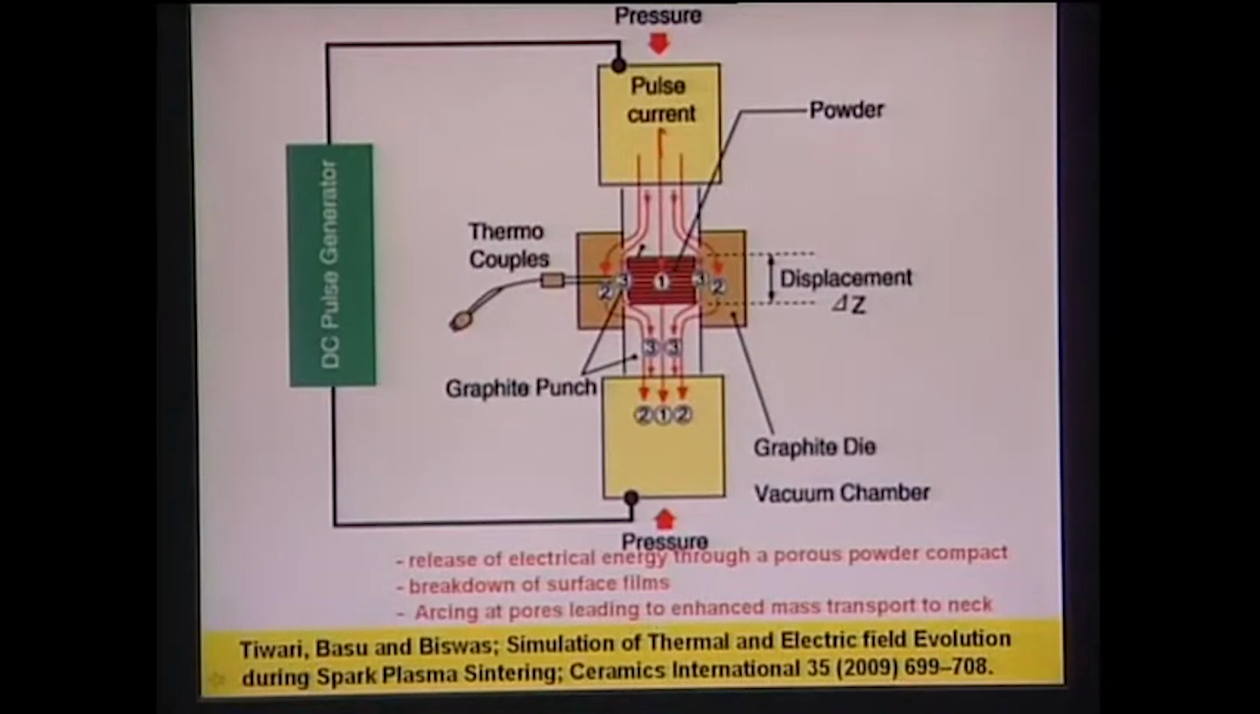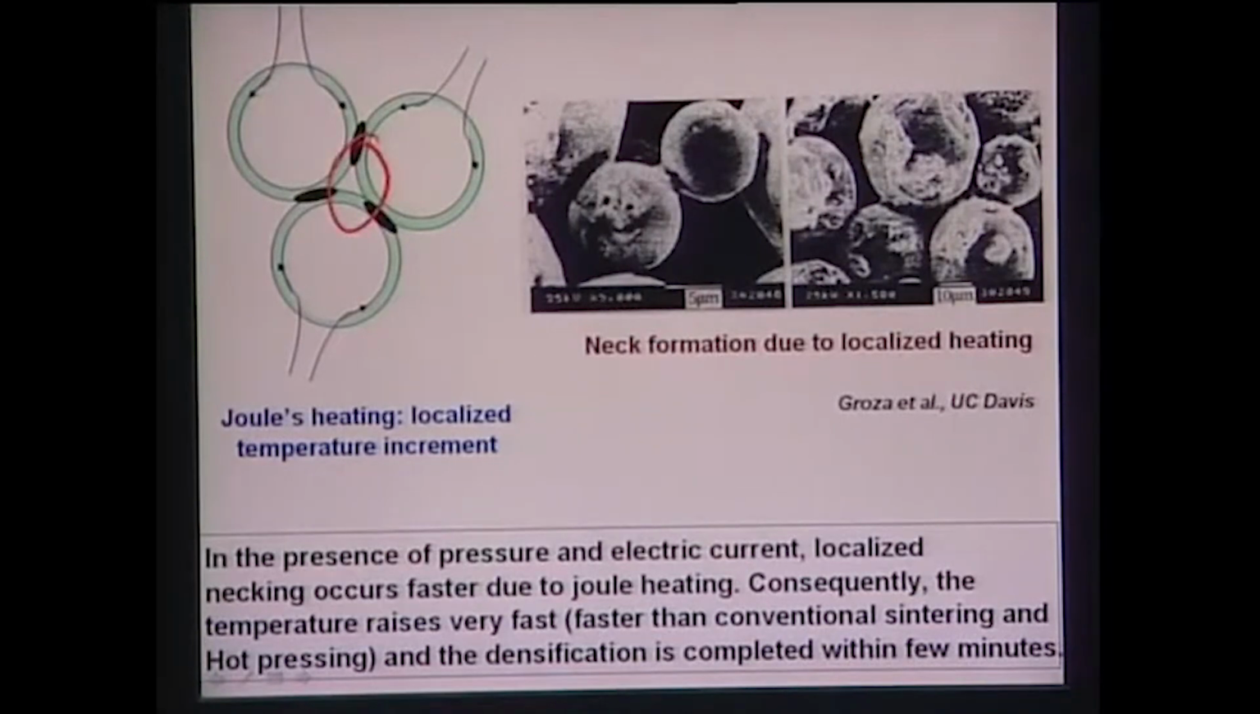Now, this current will flow either through the graphite die wall or through the powder compact, depending on the conductivity of the porous powder compact, and this current will generate high temperature around the neck region or the triple pocket region. Also, the contact resistance at the particle contacts offers some resistance to the current flow, which further increases the total heat generation at the neck region. And the higher the temperature, the higher the diffusion coefficient, and therefore more diffusion and mass transport, which is required for sintering to take place.